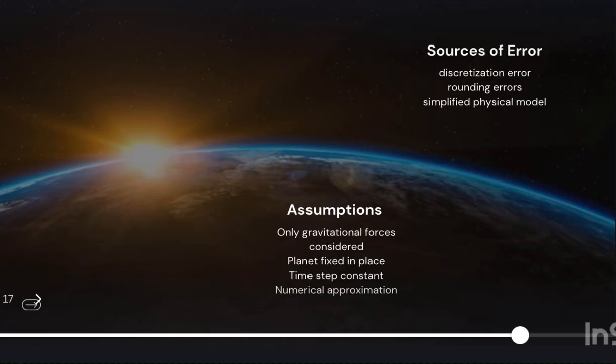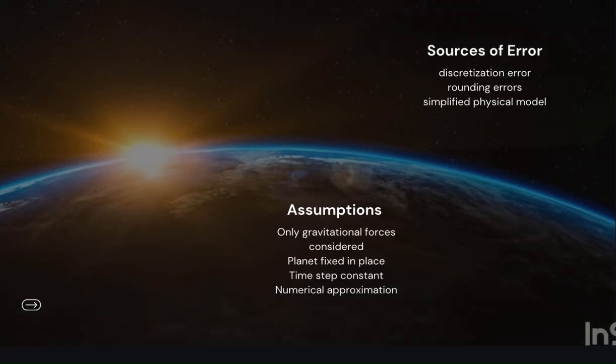Several simplifying assumptions were made in this model. First, only gravitational forces were considered. Other possible forces such as atmospheric drag or radiation pressure were ignored. Second, the planet was treated as fixed in place rather than allowing it to move in response to gravitational forces. Third, the simulation uses discrete time steps rather than continuous motion, which introduces numerical approximation errors. Additionally, rounding errors in floating point calculations can accumulate over time and affect the precision of the simulation.